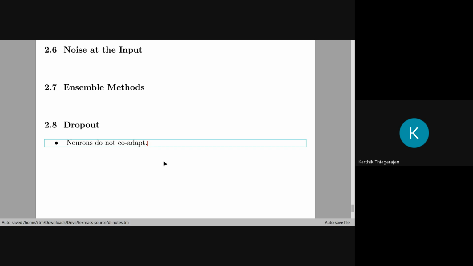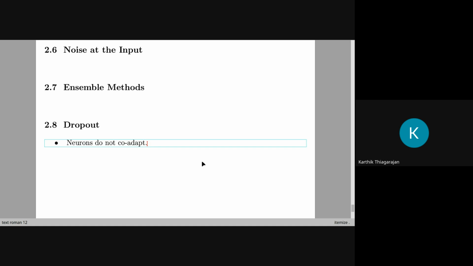For example, 3 or 4 neurons in a hidden layer could come together and try to fit some noise pattern in the data set. So these co-adaptations may be bad and may cause your neural network to overfit. You don't want a particular set of neurons to always fire in tandem. You don't want that to happen. So dropout breaks neuron co-adaptation.